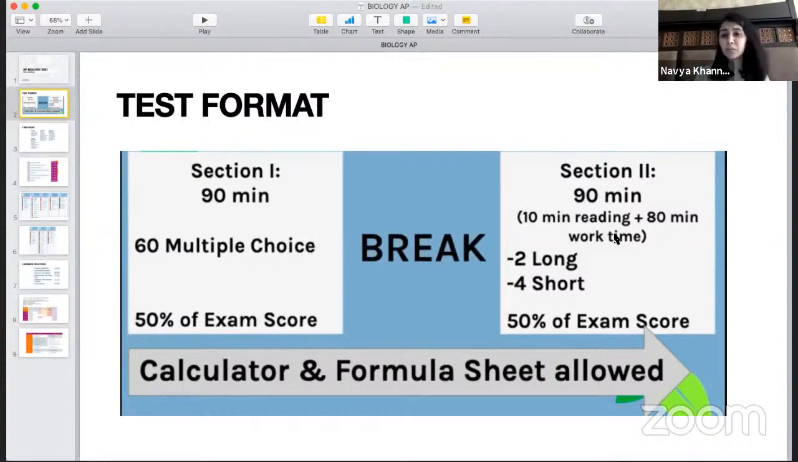You have 10 minutes. So they say 1 hour, 30 minutes, but out of that, 10 minutes is your reading time strictly. So you cannot start writing. And 80 minutes is your working time. You get 6 questions, right?